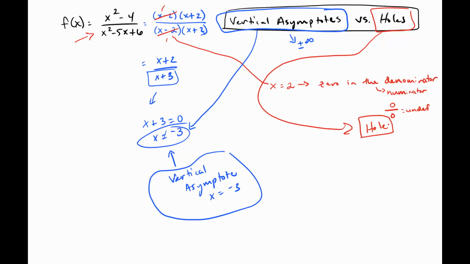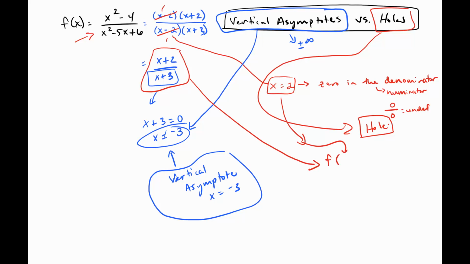So to find that hole, we now have the x coordinate. We know that x equals 2 will give it that, but it's a point, so we also need a y coordinate. So what we're going to do is take that simplified function and just plug in our x value. Because we know that the hole happens when x equals 2, so let's figure out what our y value would end up being if x equals 2.